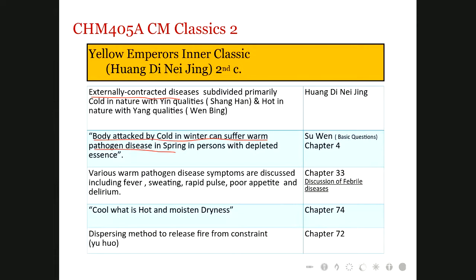In chapter 33, discussing seasonal disease, they mention specific warming disease, or pathogen disease, with symptoms such as fever, sweating and rapid pulse. These are typical heat-related or heat pathogen-related clinical manifestations. Later, they also mention cold combined with dryness that can affect some conditions as well, similar to autumn dryness.